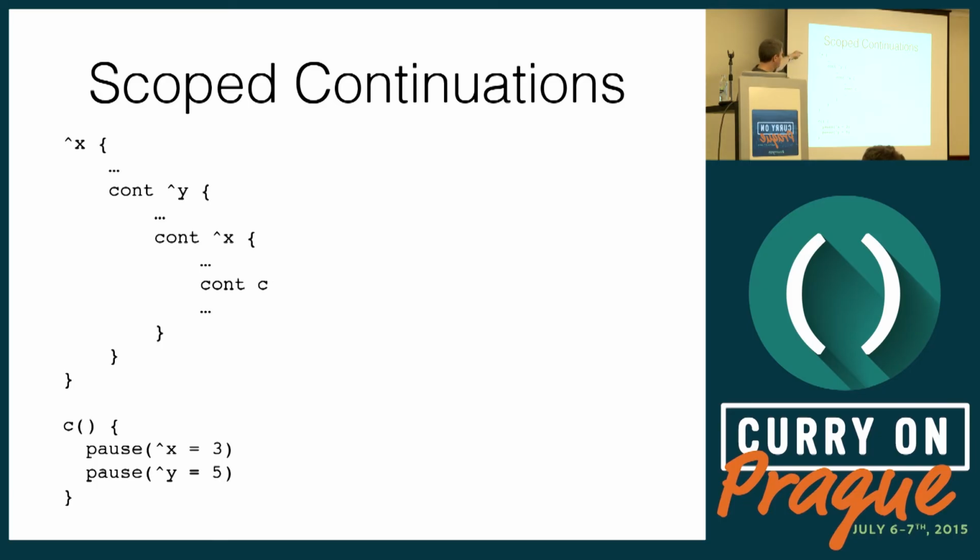So suppose we have this x scope, and then inside it a y scope, and inside another x scope, and inside a continuation C. And C calls pause on the x scope. So C is going to jump to the innermost x scope that surrounds the continuation. So it's going to jump here and not there, because this is the innermost scope. Once it pauses on y, it's going to jump to the innermost y scope. So it's going to jump to this point, because this contains a continuation where the pause was called on y. Okay?